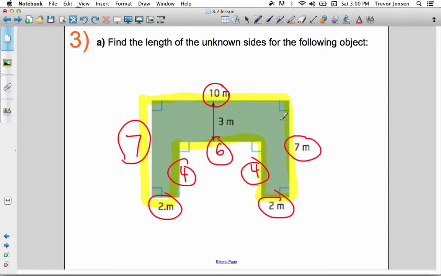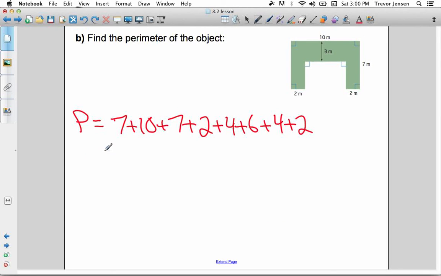And I've circled each of them as I went through them, so I didn't leave any of them out, and I didn't actually count any of them twice. Well, let's add these all together and find the sum. 7 plus 10 plus 7 is 24, plus 2 is 26, plus 4 is 30, plus 6 is 36, plus 4 is 40, plus 2 is 42. So the perimeter of this object is 42 meters.